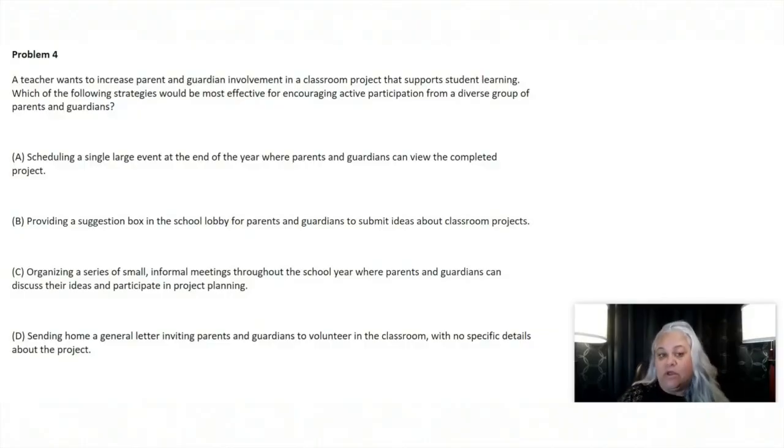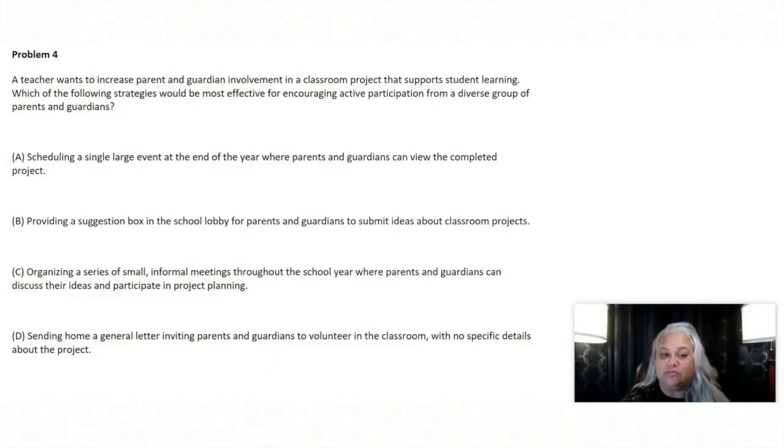C, however, organizing a series of small, informal meetings throughout the school year where parents and guardians can discuss their ideas and participate in project planning is definitely going to be the best option because this allows them to not only engage with the project, but they can also contribute their ideas on an ongoing basis. This approach helps build relationships and it fosters continuous involvement. So therefore, for this problem, the best answer is probably going to be C.